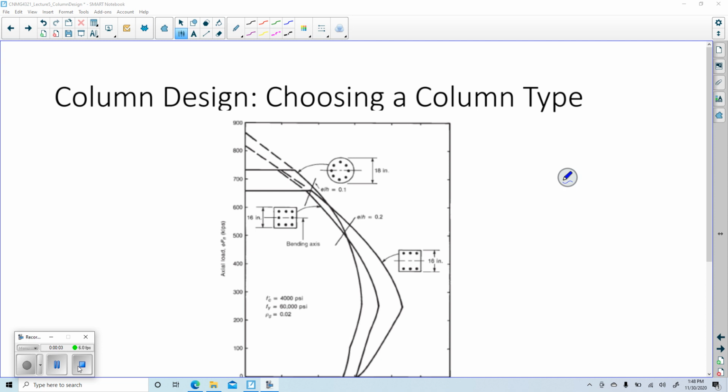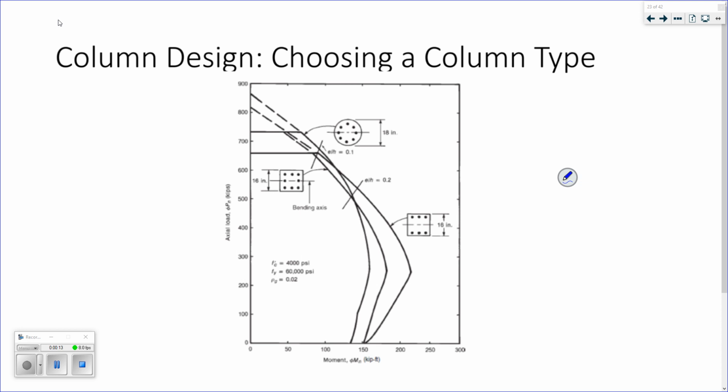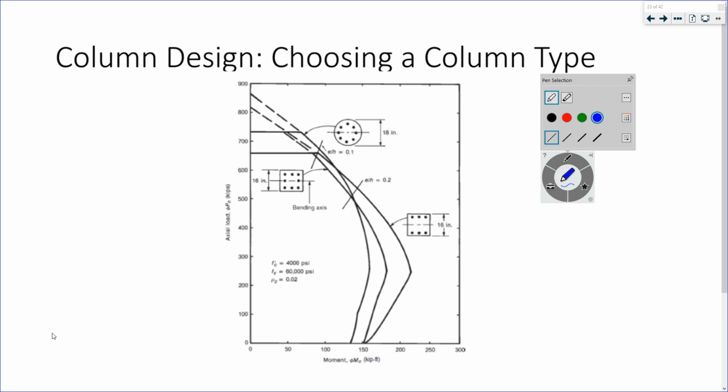All right, now that we've figured out how to draw an interaction diagram, we are going to begin using pre-made interaction diagrams to select a column design. First, let's talk about a column type. Here we have 3 different column types.